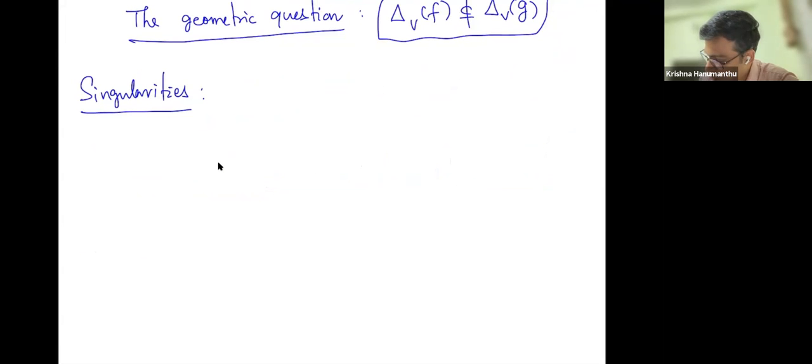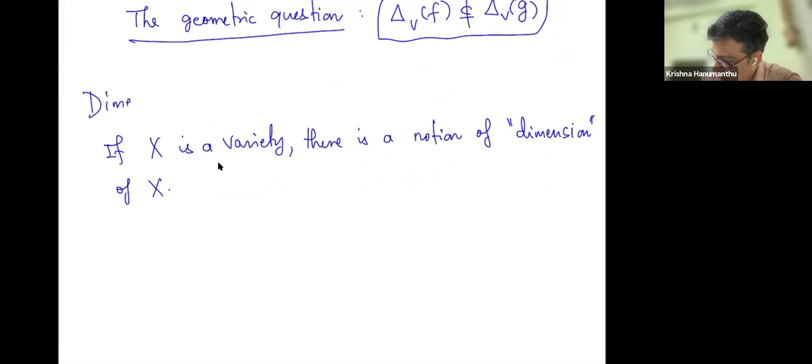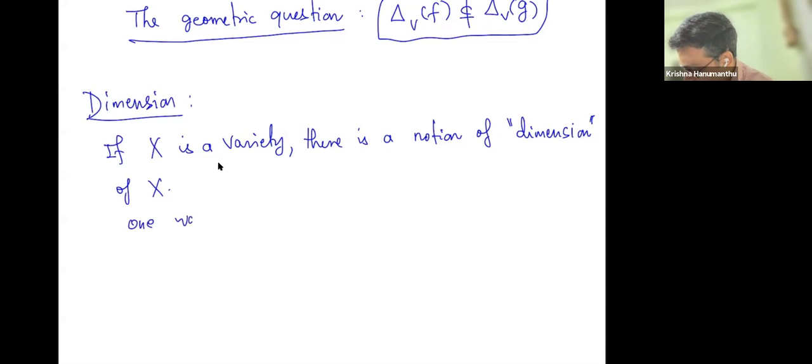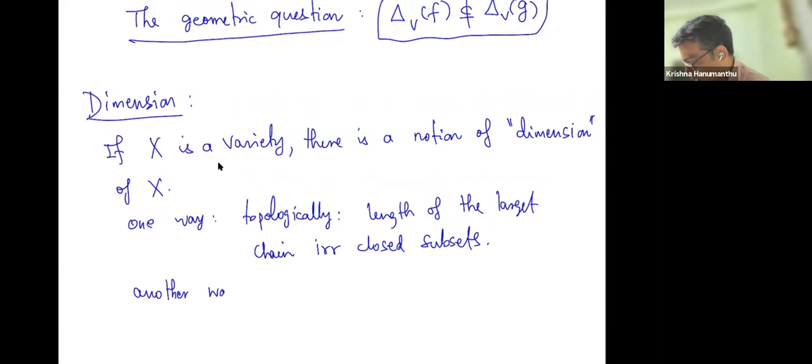Before I talk about singularities, if X is a variety, there is a notion, which came up in previous talks, of the dimension of X. There is a way to define this topologically. This is the length of the largest chain of irreducible closed subsets. At this point none of this really makes sense, but I'll write it just so that there is a record of this.